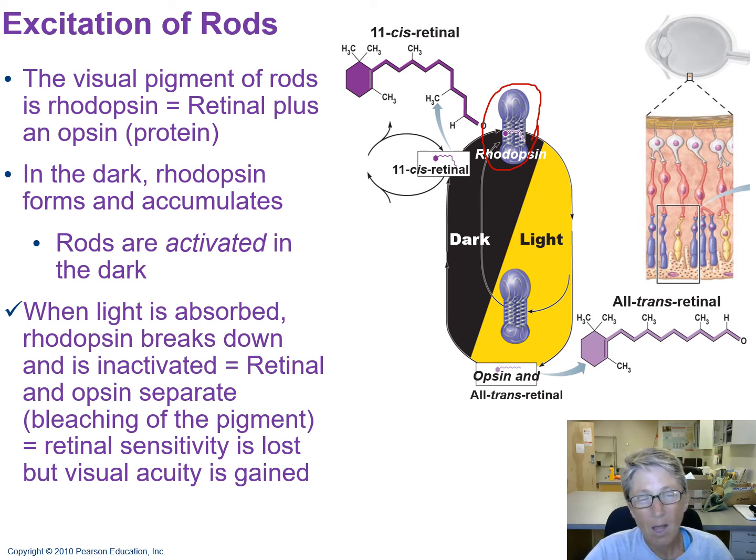Then when light is absorbed, the light rays come in, light gets absorbed by 11-cis retinal, and when 11-cis retinal straightens out to all-trans retinal, it can break down rhodopsin. That means retinal and opsin can separate. That's called bleaching of the pigment. At that point, the sensitivity of the retina is diminished, but it's in the light, so you gain visual acuity.